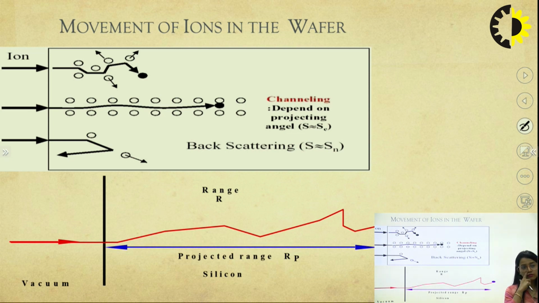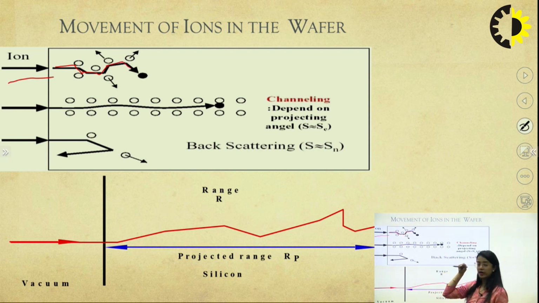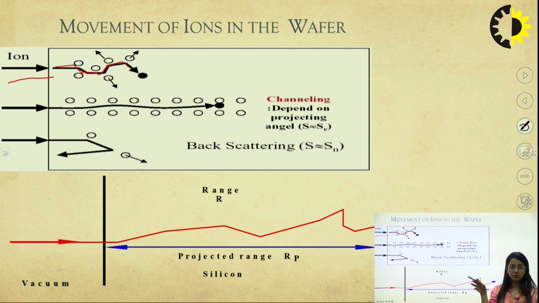In this diagram, we are going to study how, when an ion is entering into the lattice, the movement of ion in the wafer. See, we can see that sometimes this ion is entering, and it is a process where the number of collisions which are taking place are more, and the required dopant atom is not able to reach the rear end of the lattice.